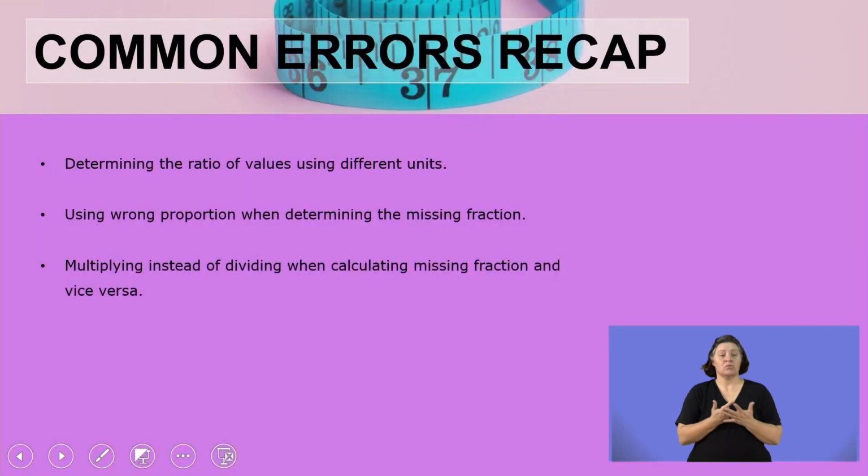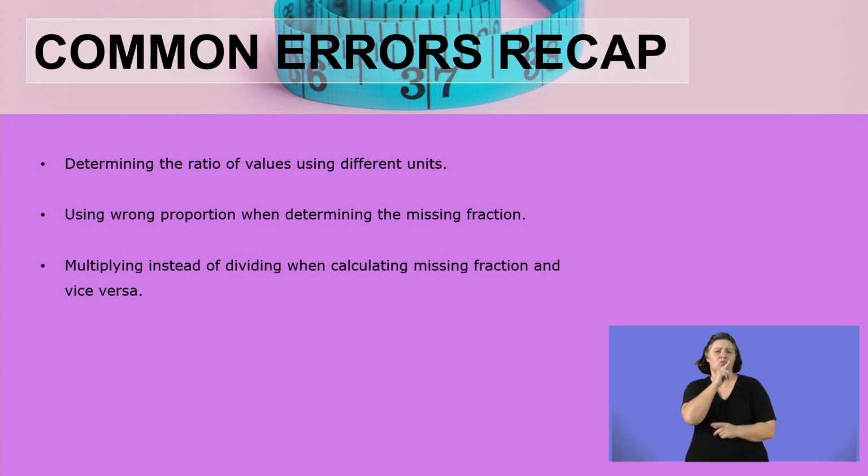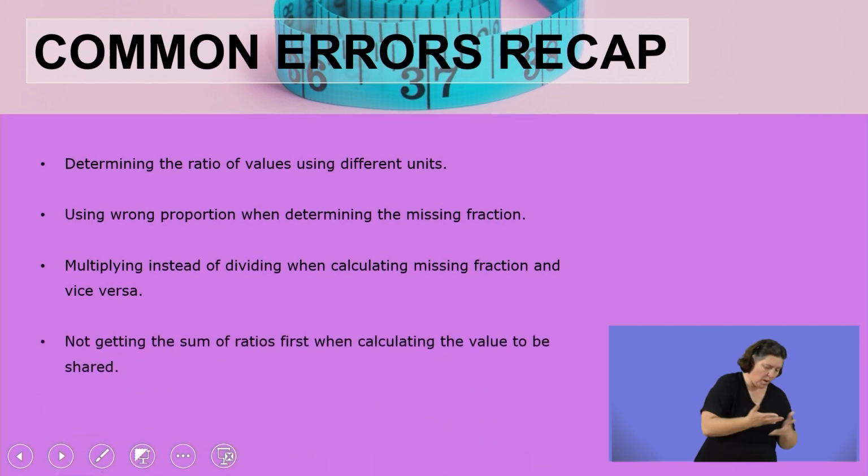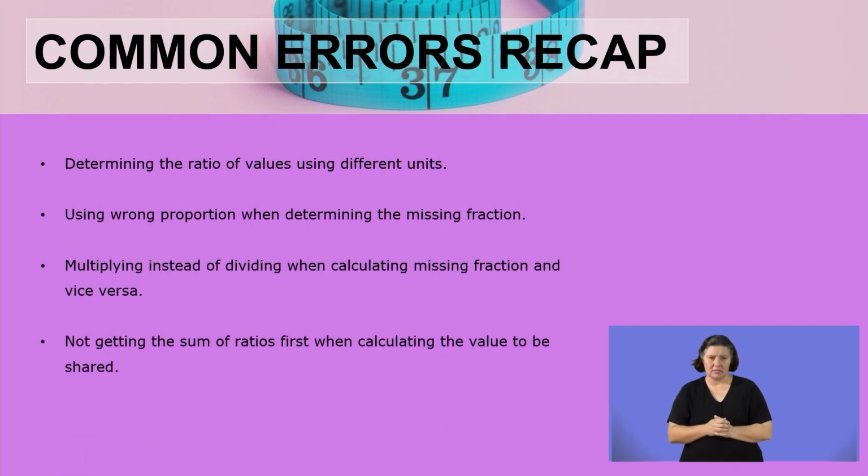And again, multiplying instead of dividing when calculating the missing fraction, and vice versa. Just make sure that you know when to multiply and when to divide. And then not getting the sum of ratios first when calculating the value to be shared. Remember, there's no way you can calculate the value to be shared before you can calculate the sum first. You calculate the sum of the values in a ratio, then you identify specifically the ratio that should be used.